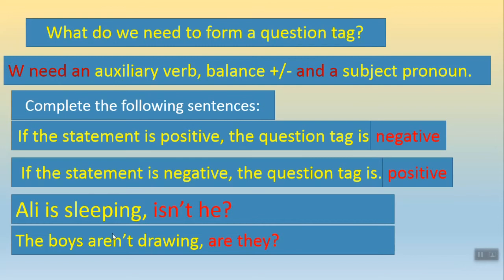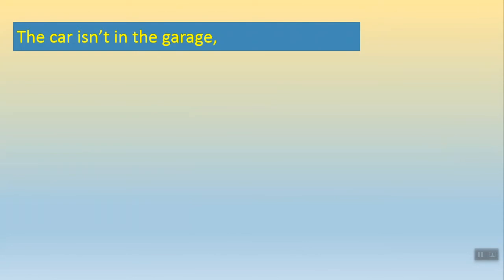Now, the boys aren't drawing, are they? What is the auxiliary verb we have here in this sentence? We have are. Yes, very good. So we start the question tag with are. Is the statement here positive or negative? It is negative. So the question tag should be what? Positive. Then we need a subject pronoun. What is the subject pronoun that refers to the boys? Plural, third person plural, yes. The boys, they. So the question tag is are they? Yes, very good.